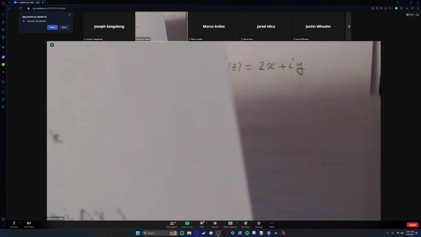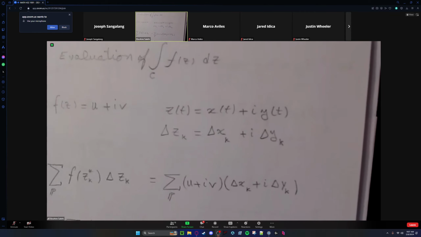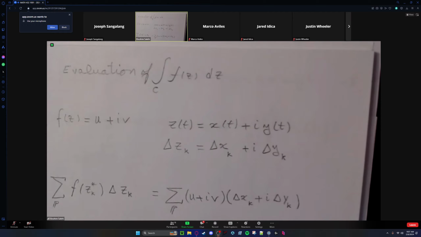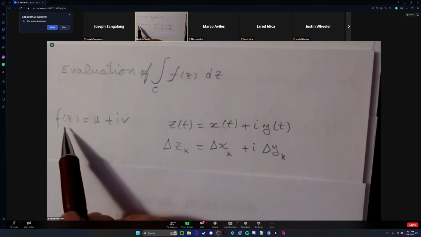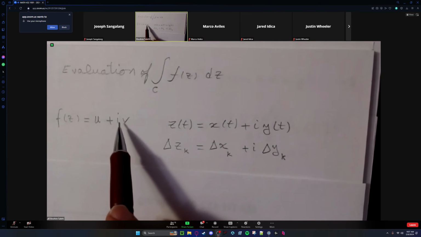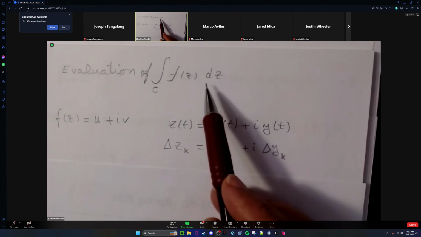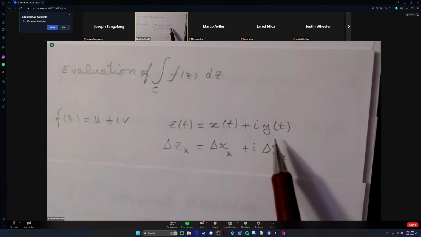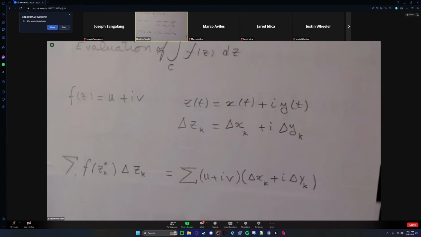Right here is how to evaluate this integral. You are dealing with this integral, right? How to evaluate that integral? Well, if we write f of z as its real part plus i times its imaginary part, and dz, which is dx plus i dy, all right? So this is what we get in the Riemann sum, of course.